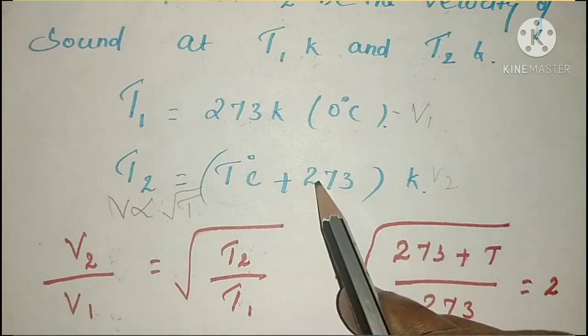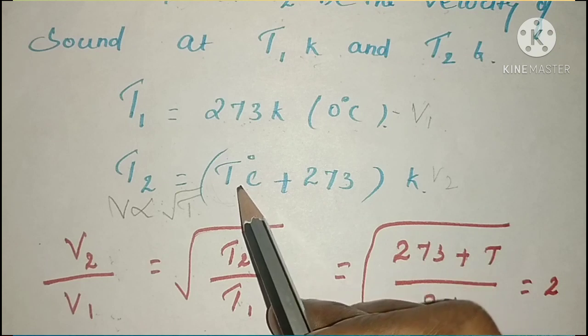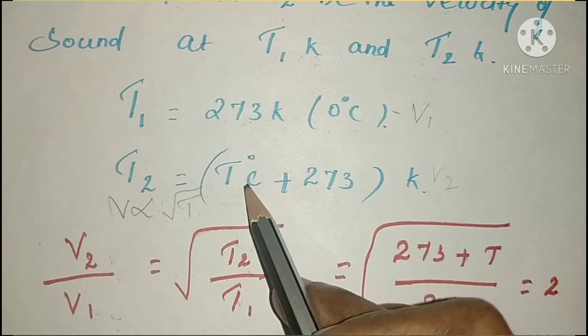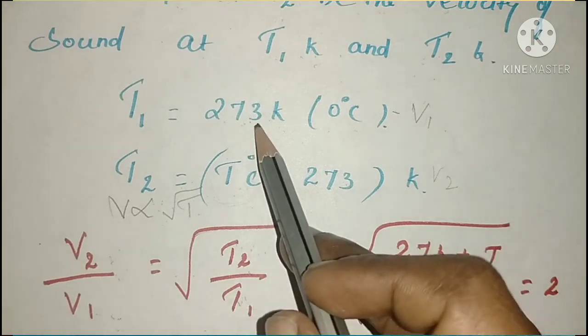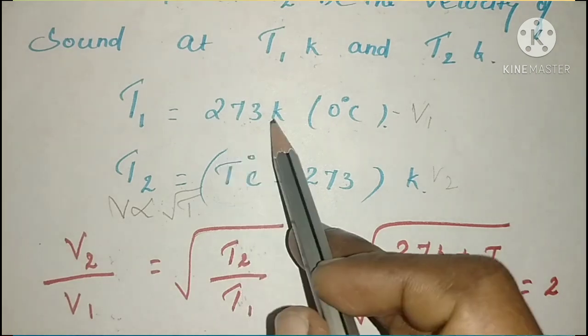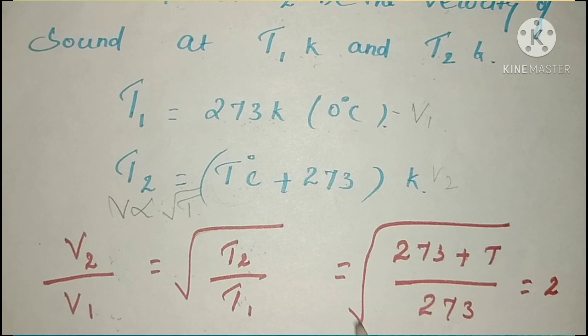T2 means 273 plus T degrees. That temperature we don't know, that's why we are taking T degrees Celsius. And T1 here is already given as 0 degrees Celsius, which is 273 Kelvin. So we are going to calculate V2 by V1 is equal to root of 273 plus T divided by 273 is equal to 2. This 2 denotes what?